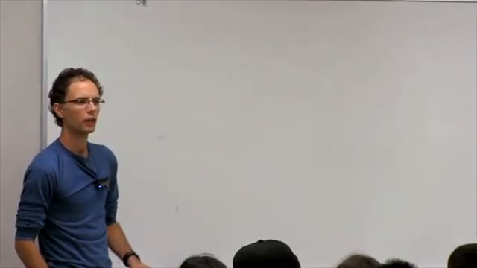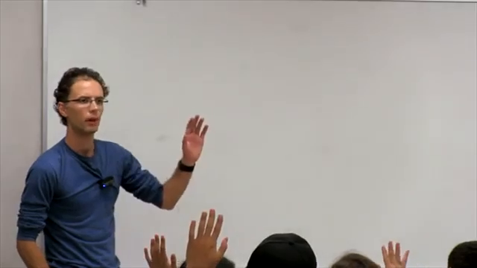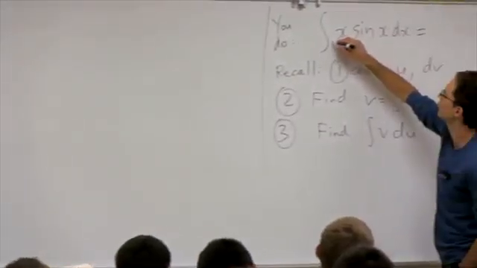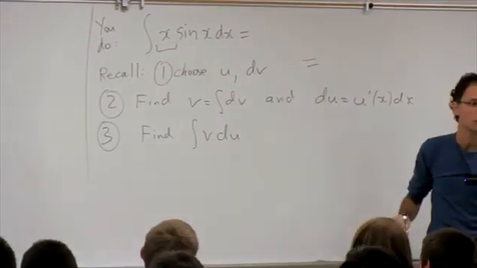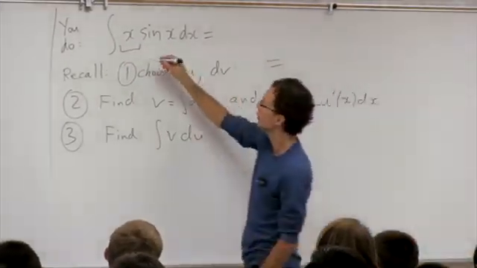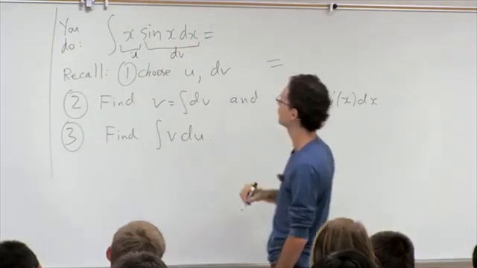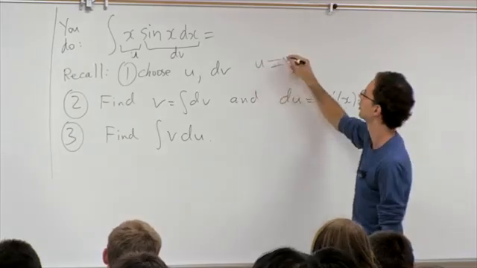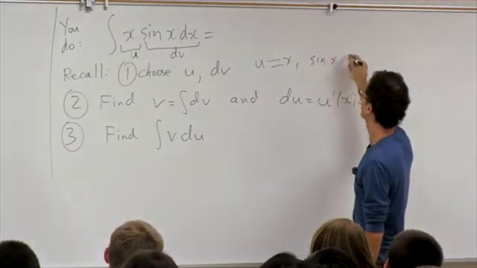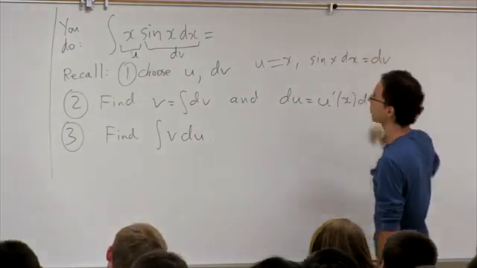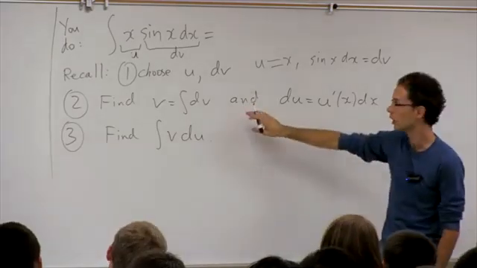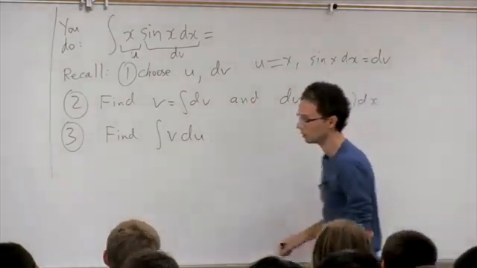Okay, how many of you have an answer so far? About half the class, even more. Great. So let me just quickly remind you. The choice, again, should be the obvious one in this case, where we remove this power of x. So let this be u, and then the sine x dx we'll call dv. And then once you have that, we want to compute v and du.